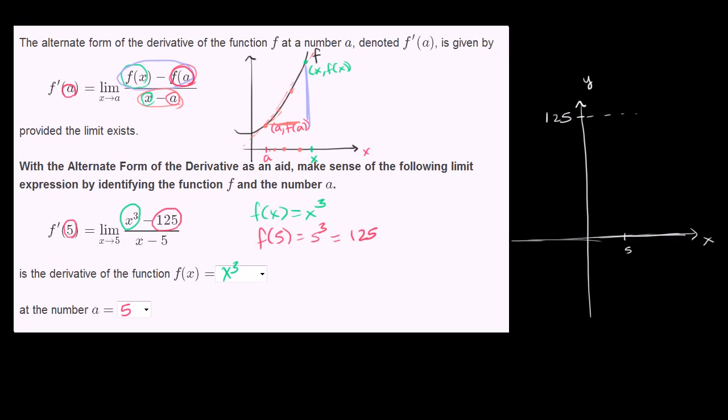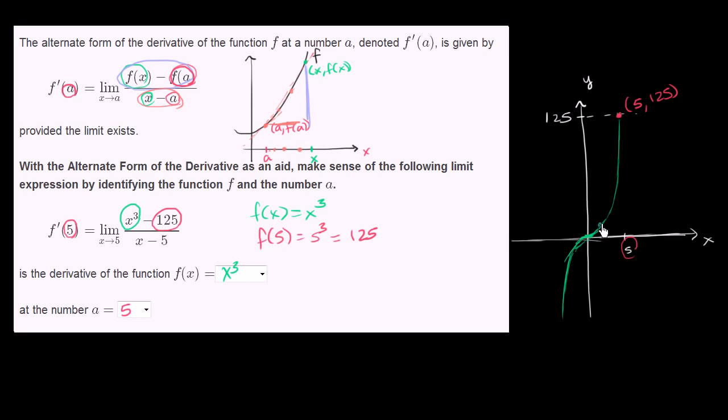But the function is going to look something like this. We know what x to the third looks like. So here our a is equal to 5. This point right over here is 5, comma 125. And then we're taking the slope between that point and an arbitrary other point on the curve.